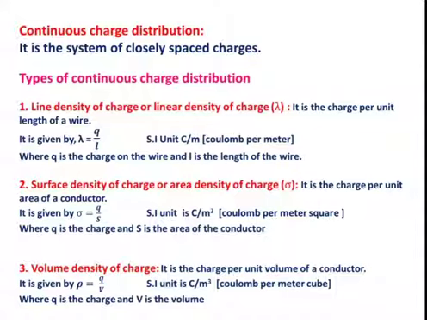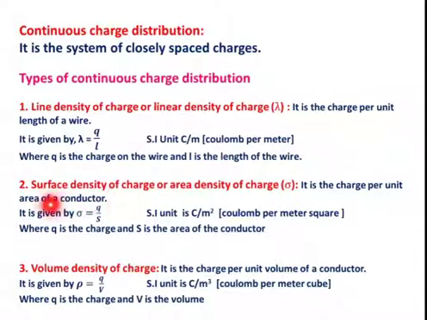There are three different types of charge distribution. First one, line density of charge or linear density of charge, which is denoted by the symbol lambda. It is the charge per unit length of a wire. The formula is lambda equals Q divided by L, where Q is the charge of the wire and L is the length of the wire. The SI unit is coulomb per meter.